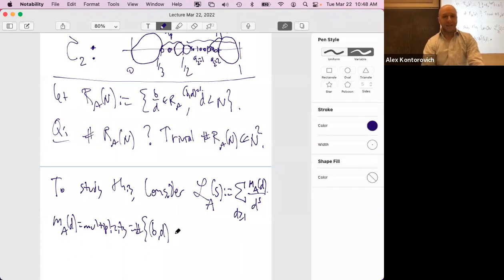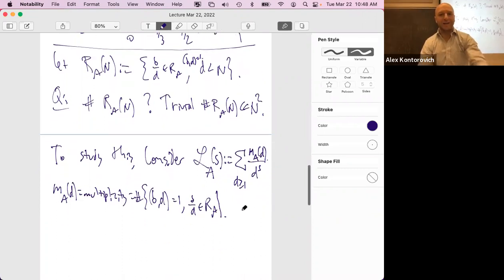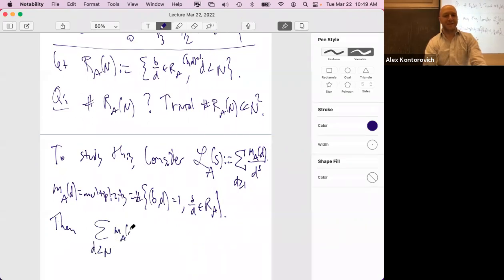So this is the multiplicity. This is the set of B's coprime to D such that B over D is in R_A. So it's the count above D. Why do I want to consider this function? Well, in particular, if we sum the multiplicities over D's up to N, what do we get? You get exactly the number of R_A points.